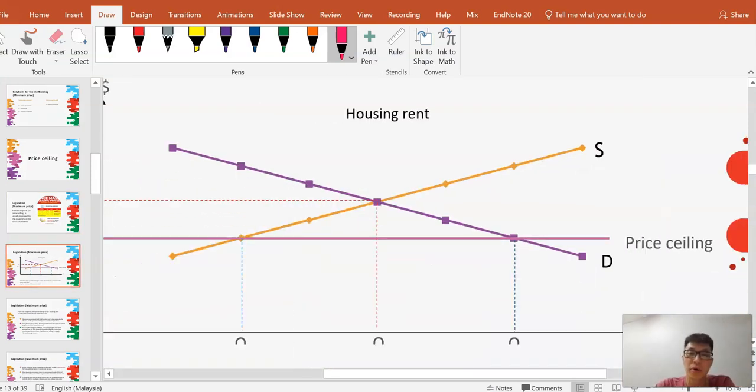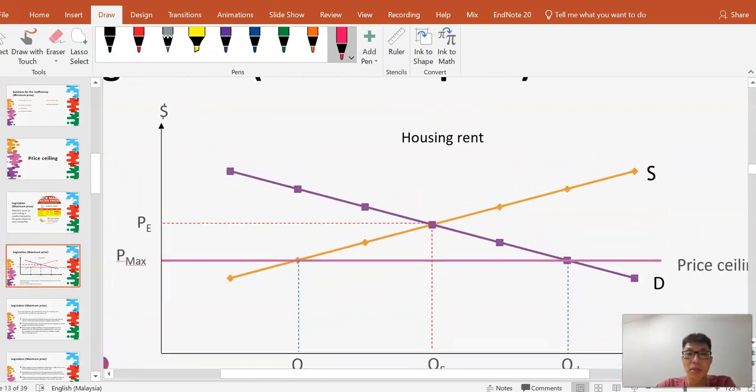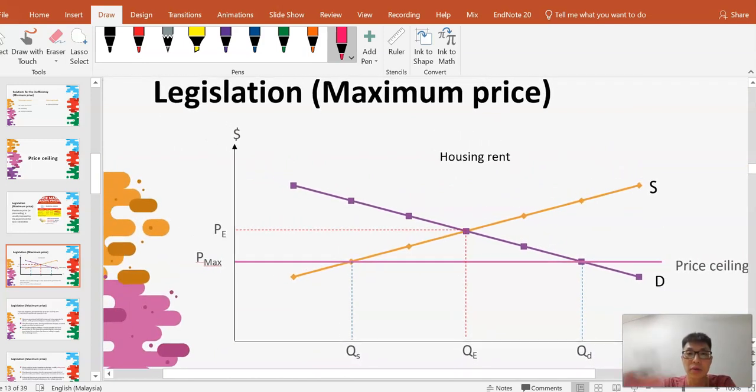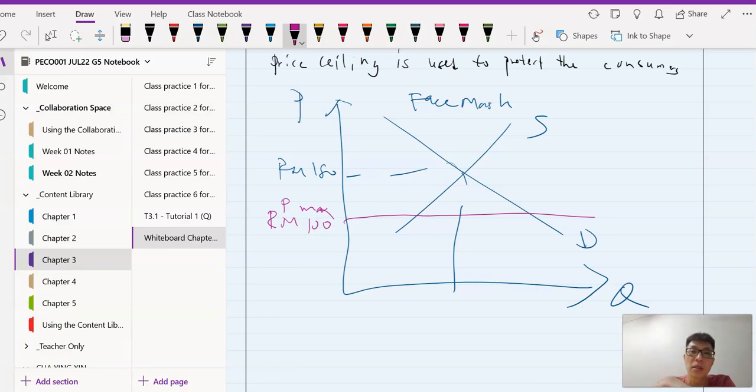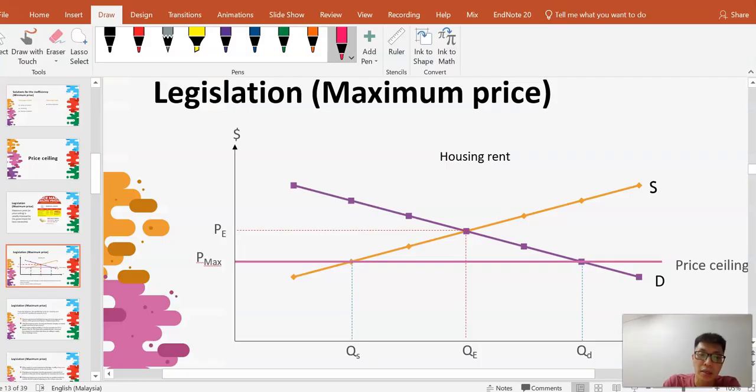And this is the more proper diagram. I use the housing rent market, for example, in here. You will notice that once we have a price ceiling, the price ceiling touching the demand curve is known as the QD. Price ceiling touching the supply curve is known as QS. Now QD is greater than QS, and it will lead to shortages. This is also the direct effect, right?